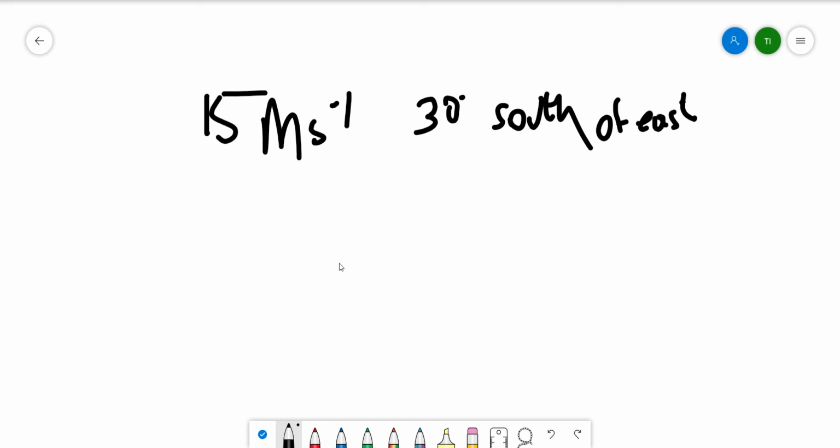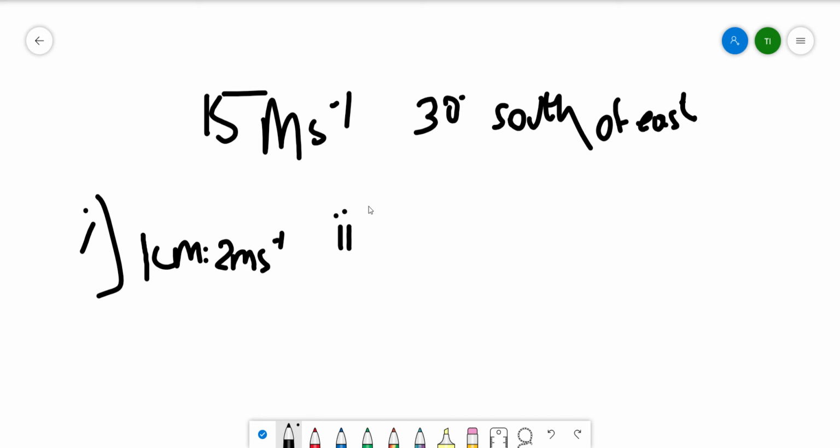So you're first going to have to select a scale where, let's say, you say 1 centimeter represents 2 meters per second. And second, you're going to have to draw the diagram. So east, this is east, and this is south of east. So you're going to have to draw this 7.5 centimeters, and you're going to have to show this 30 degrees. You don't necessarily have to show the x and y, but I just did so that it helps in understanding.